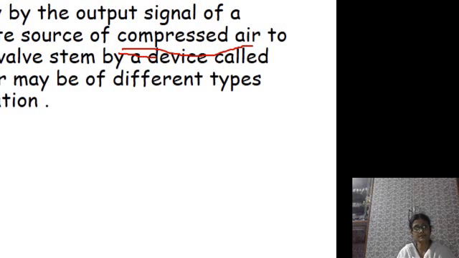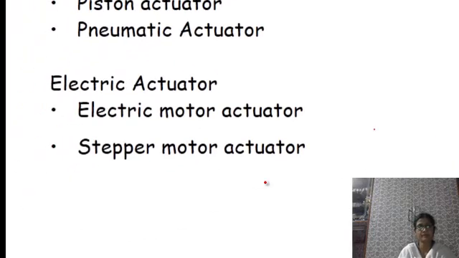Piston actuator is a type of operation using a piston within the actuating system, and all these are pneumatic actuators. Electric actuator may be continuous motor type, that is electric motor type, or stepper motor type.